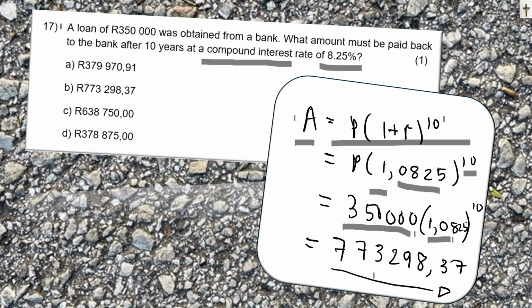What amount must be paid back? Quite a lot. Compound interest is expensive if you borrow money, and it's compounded, in this case, on an annual basis. It could be compounded monthly. So after 10 years you're going to pay a lot of money back. Right, next one.